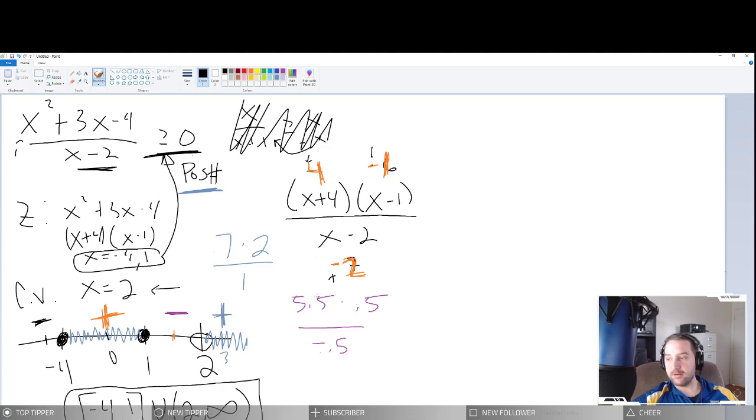But here's that purple part. Positive times a positive times a negative. That's why that's a negative.